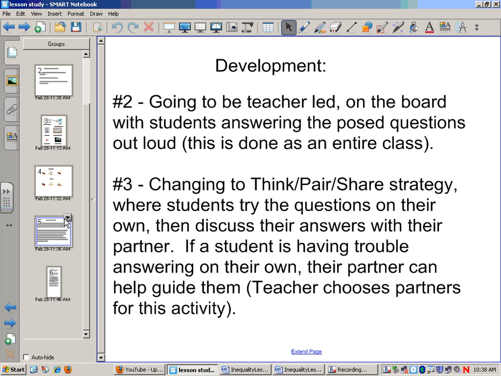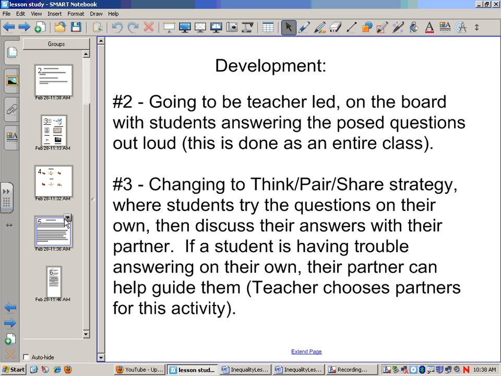And then they go into a think, pair, share strategy where they get a couple of questions on their own, and they can do it on their own to begin with, and then they get with a partner and they can help each other out. We decided that the teacher is going to choose partners based on what we know is their skill level, so that a higher-end student can help out a weaker student, and they can have the chance to teach, which will enable their learning more.